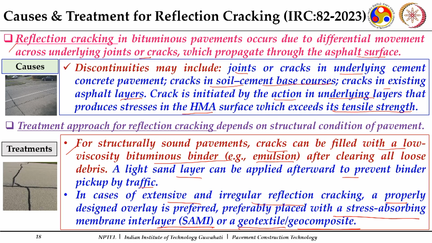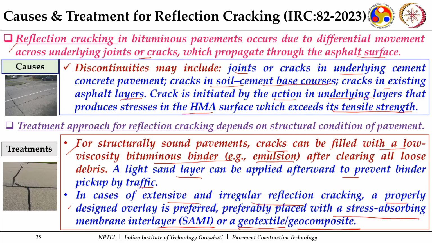And this stress absorbing membrane interlayer, which is specifically an elastomeric modified binder, will seal the existing cracks and will not allow water through. It will make your surface overlay resistant, and will create a barrier between the overlay and the existing cracks. So, these are some typical cases, specifically for reflection cracking.